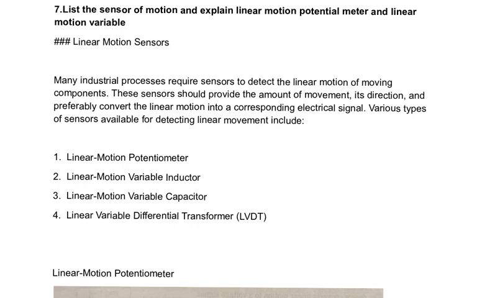So next question is, list the sensors of motion and explain the linear motion potentiometer and linear motion variable. So first is linear motion. There are different types of sensor. First you need to know what you mean by sensors of motion.